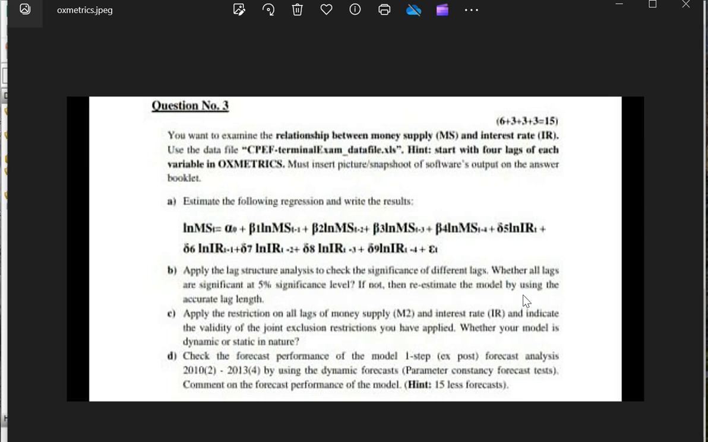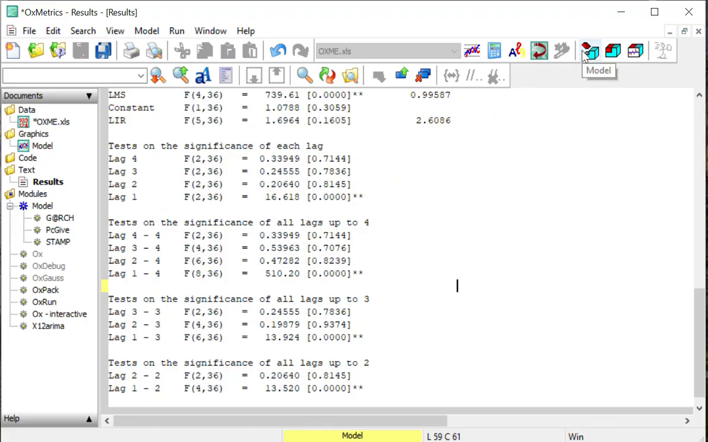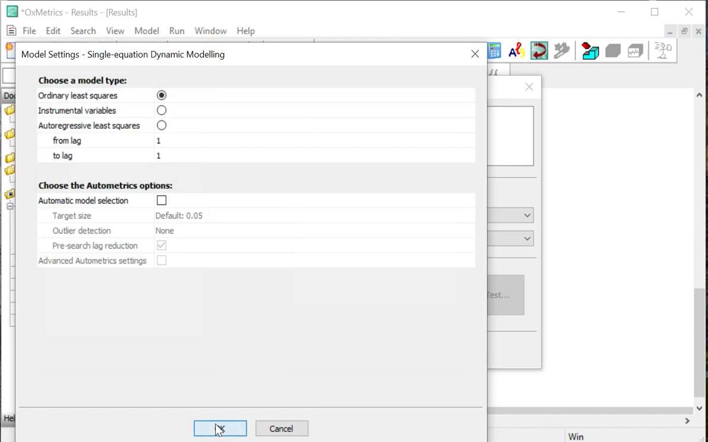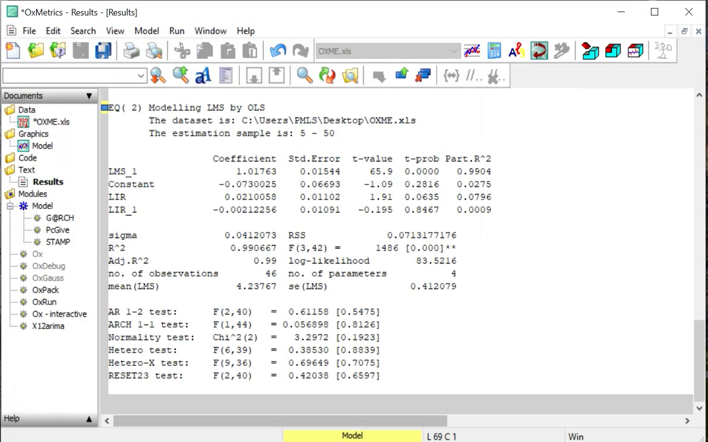If not, then re-estimate the model using the accurate lag length. So the accurate lag length is only lag 1. We need to remove the other 3 lags from our model and re-estimate it. So go to Model and formulate it. Keep only lag 1 from LNMS as well as from IR. So this is our accurate model, and re-estimate it. So this is our re-estimation result.